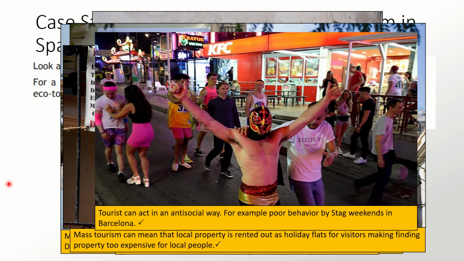For example, poor behaviour by stag weekend parties in Barcelona. And Barcelona has actually taken action to limit the influence of stag weekends and things like that. Groups of tourists acting antisocially, perhaps drinking too much, especially if they're younger groups, they create a lot of noise. And maybe it's Tuesday night and they don't care about that because they're on holiday, but all the locals will really be bothered by that.